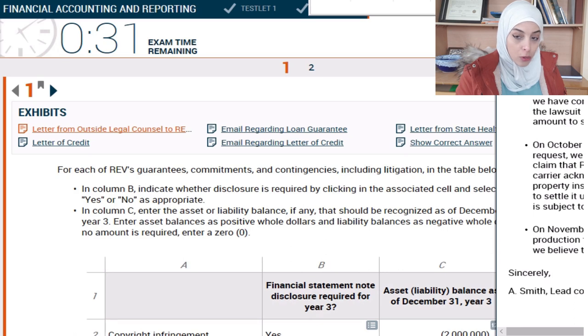For a question like this, I think 20 minutes is enough to solve a simulation like this one. Most importantly, read the instructions carefully, review the exhibits, and apply what you learned. So these are my best tips and tricks to help you master the option list simulations.